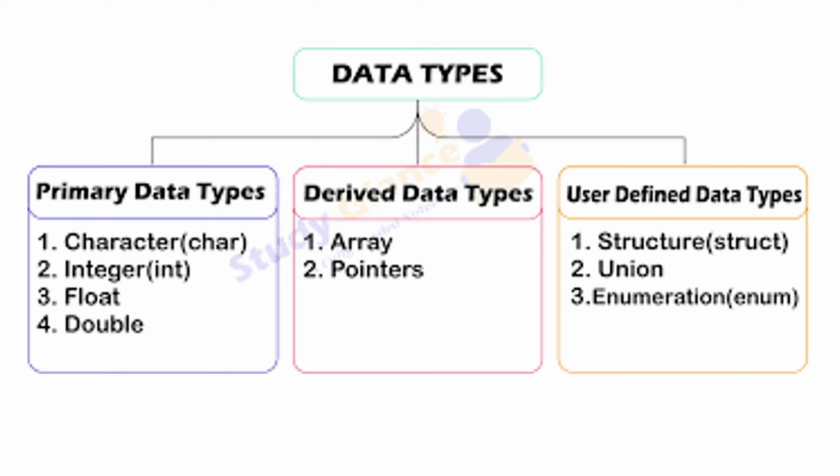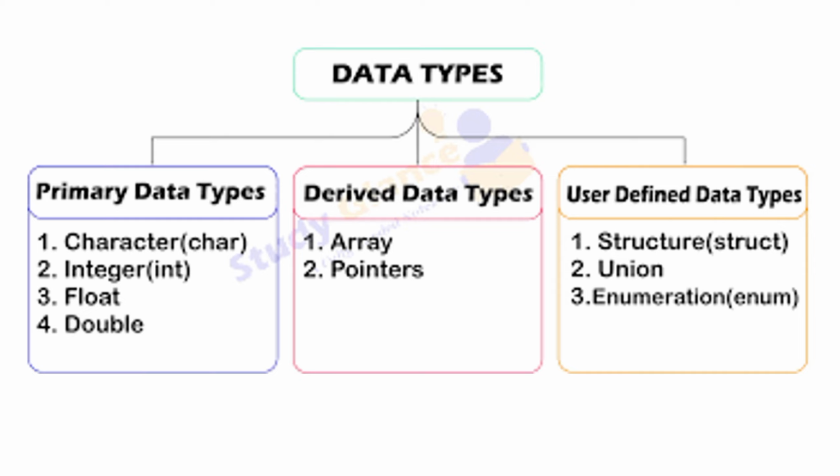Then the next is derived data types. That is arrays. An array is a collection of the same type of elements stored in continuous memory locations. Arrays are used in embedded systems for keypad scanning and display buffers. Next is pointers. A pointer stores the address of another variable. Pointers are extremely important in embedded systems because they allow direct hardware register access and efficient memory usage.